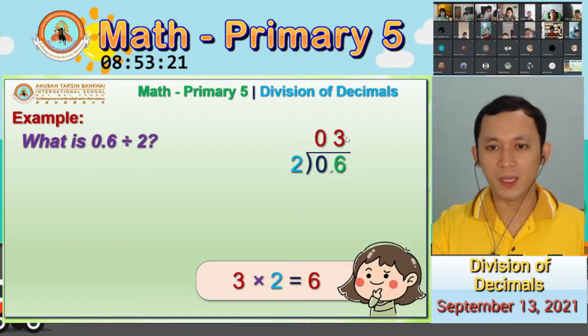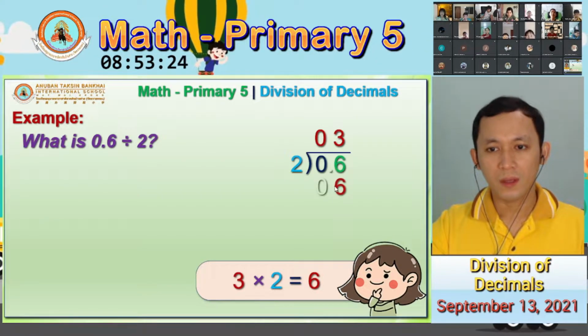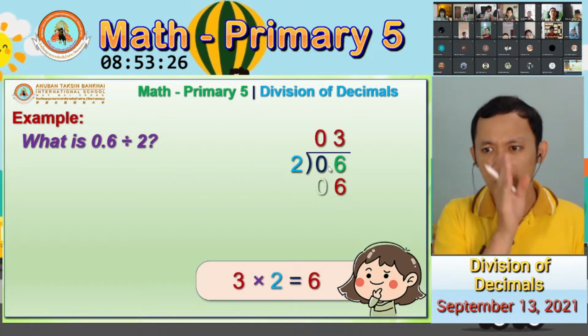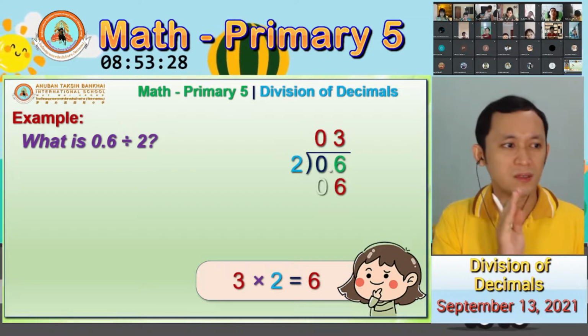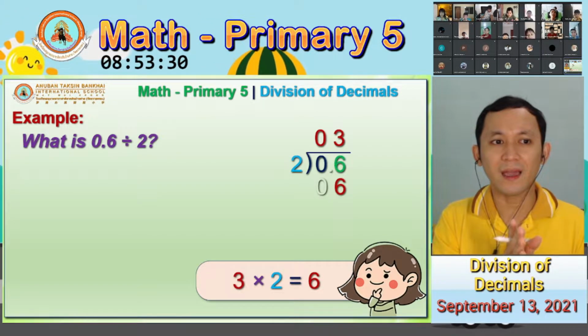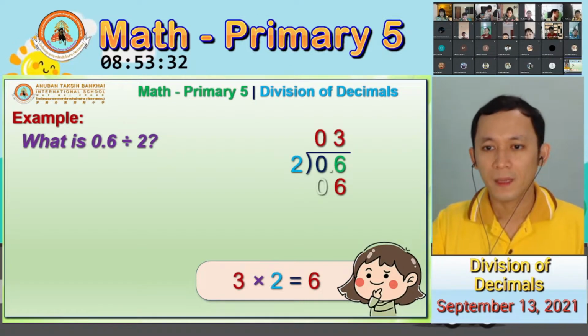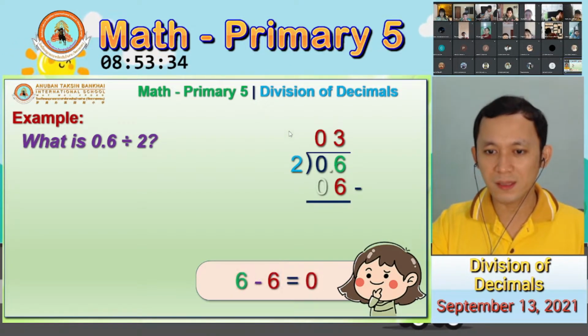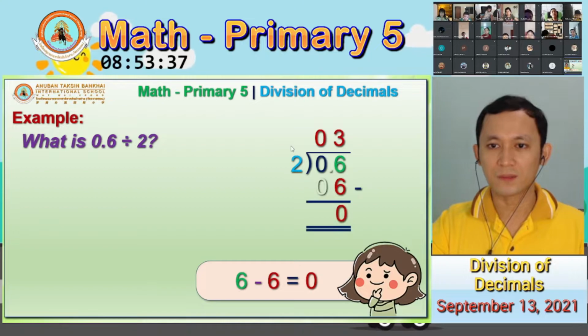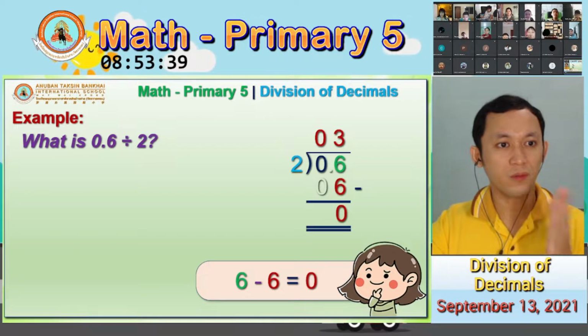Now we have 3 times 2. We have 6. Please make sure that your answer is aligned on the correct decimal place. 6 minus 6, we have 0. Okay, so we're finished. We're done.